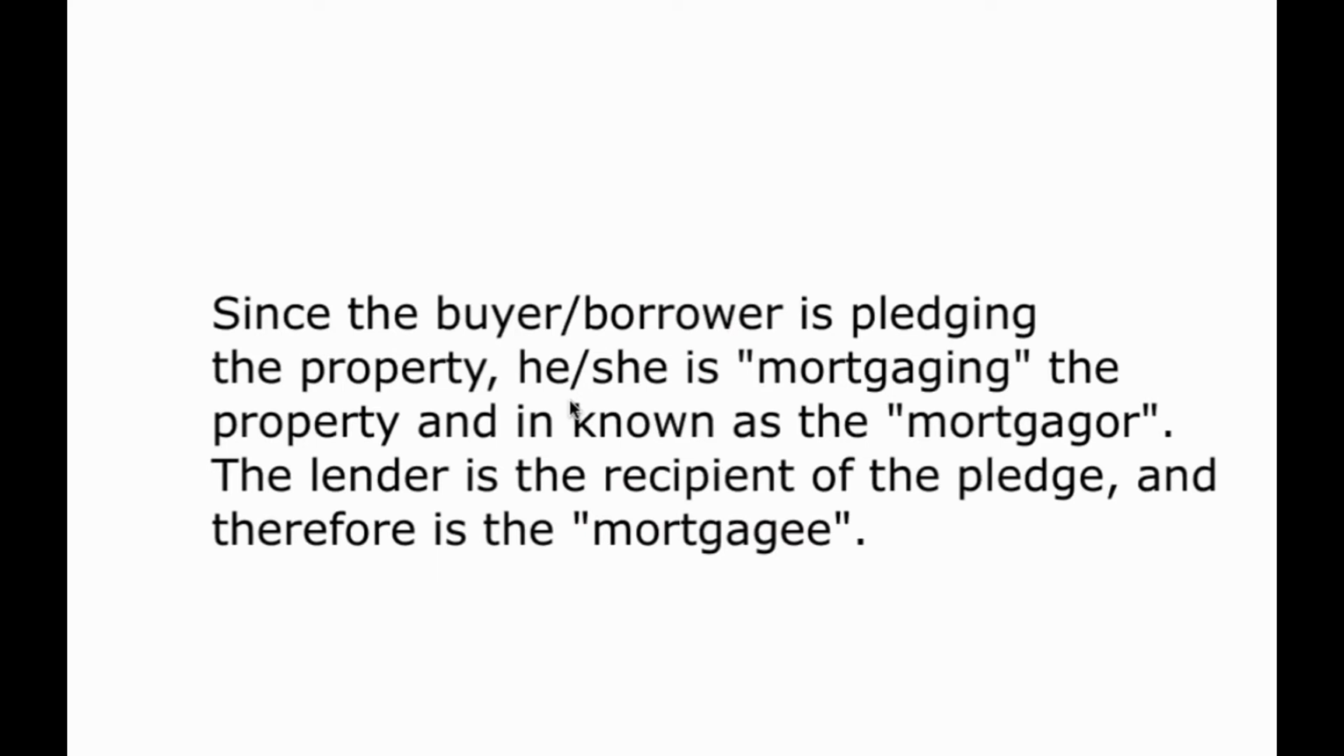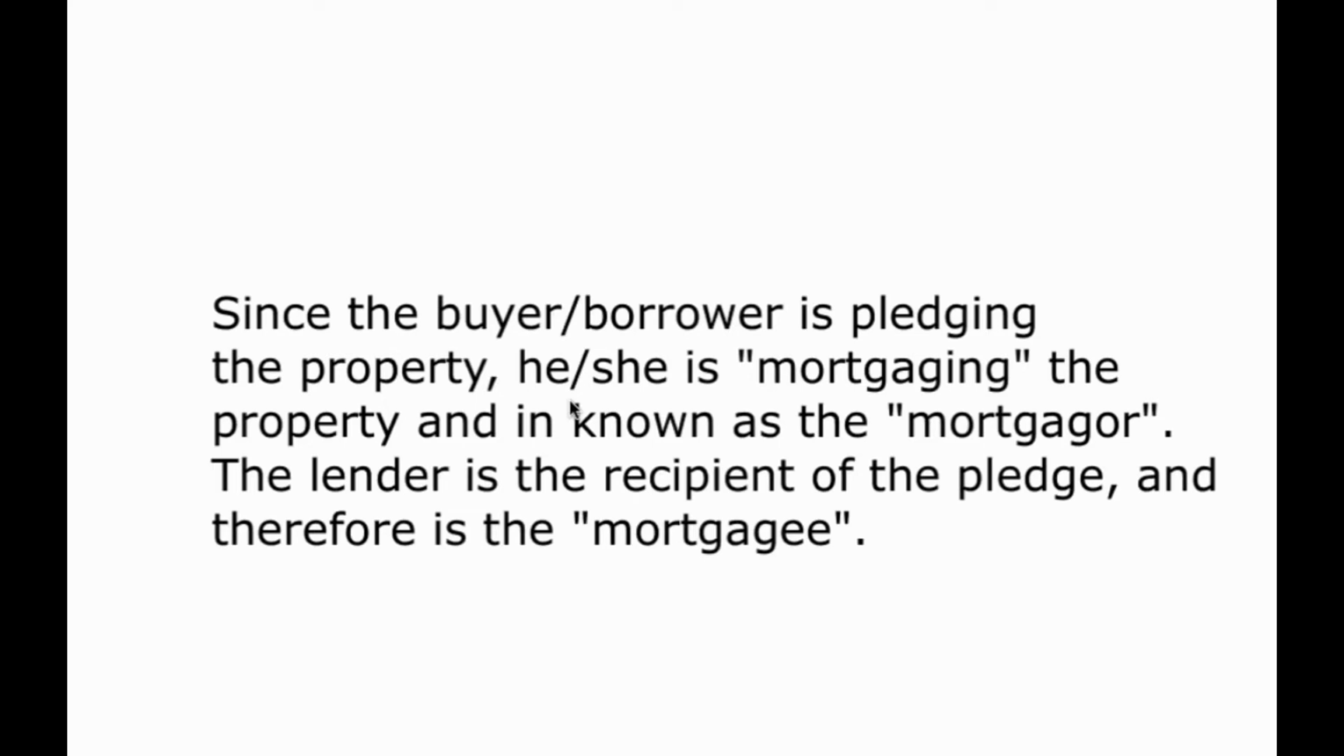So here comes the crux of this issue. Since the borrower is pledging the property, and this is where everything we've been talking about comes together, they are mortgaging the property, and thus they are known as the mortgagor. The lender is the recipient of that pledge, and therefore is the mortgagee. Does that make sense? Yeah, absolutely.